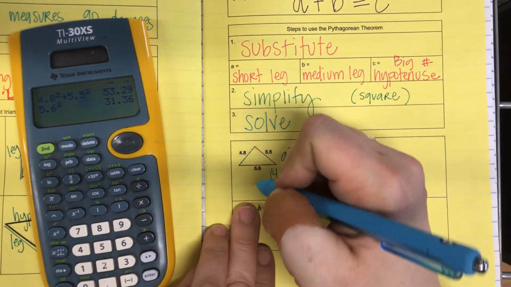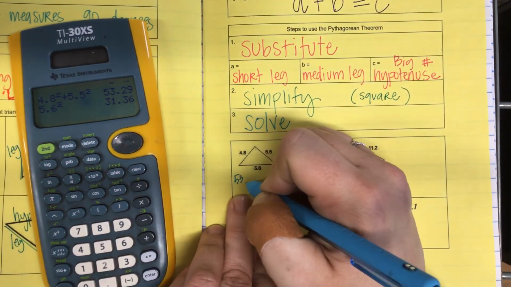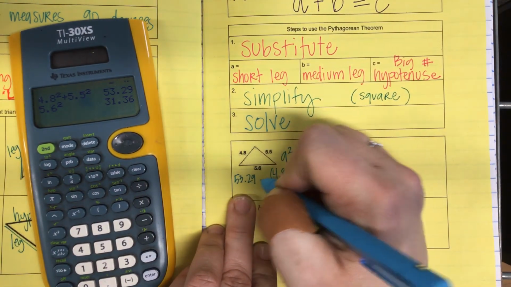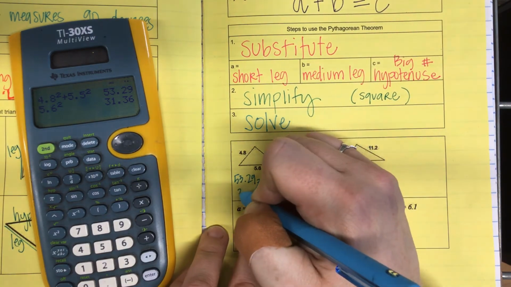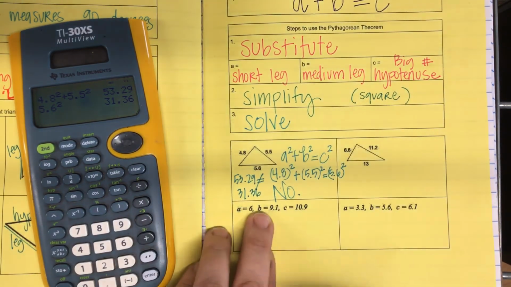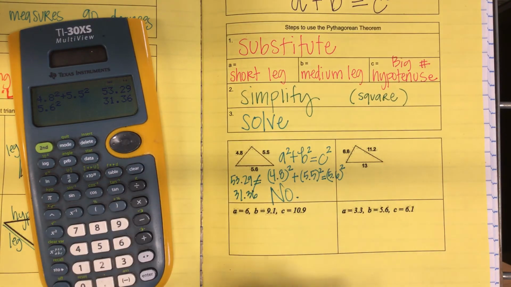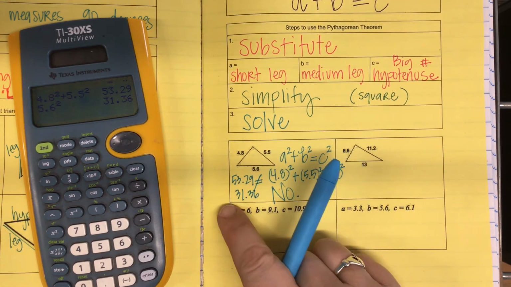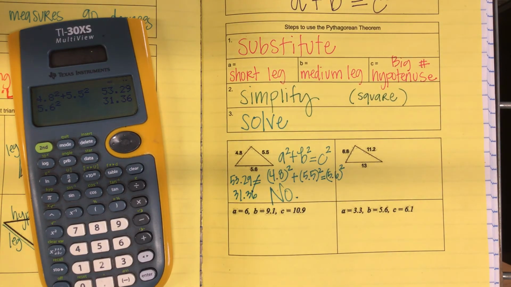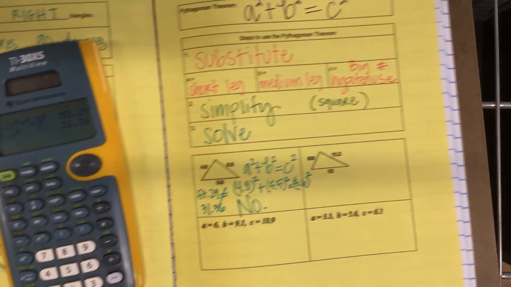And I'm going to put my reasoning right here. Just because it's 53.29 does not equal 31.36. Just because these are my notes, I want to be able to see if I have a question, why. I'm not expecting this part on your homework. I'm just expecting the identification part. But you have to know how to identify.